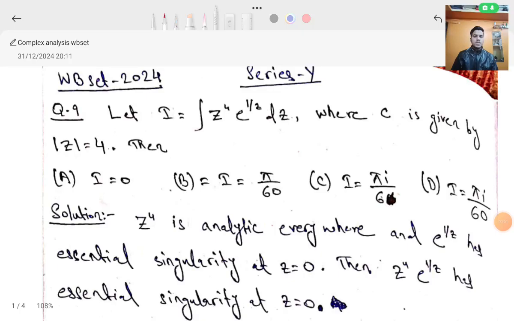Hello guys, in this video I will solve questions of complex analysis from WBSET 2024. So the first question is, let I equals integral of z to the power 4 e to the power 1 by z dz, where C is given by mod z equals 4. Then we have to find the value of I. So mod z equals 4 is a circle centered at origin and radius 4 units.